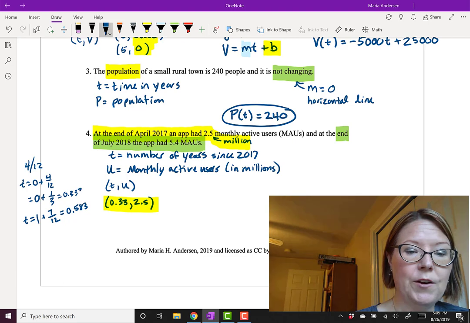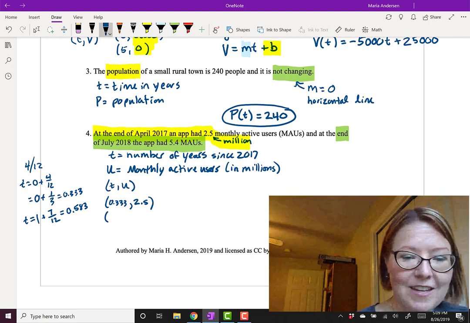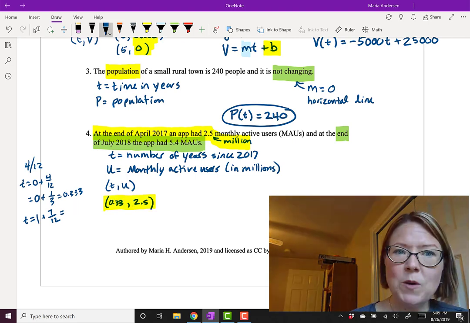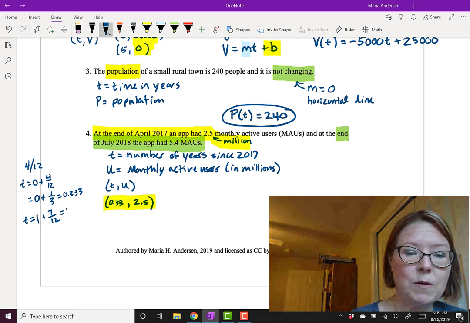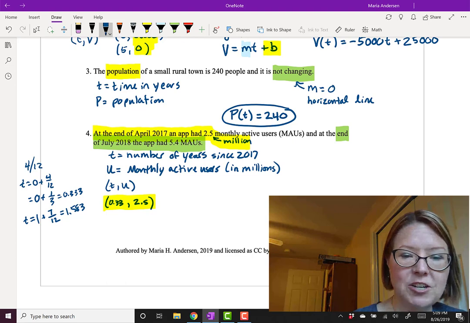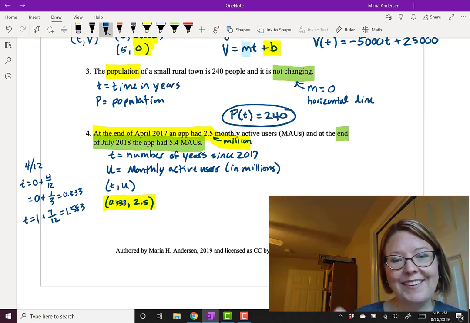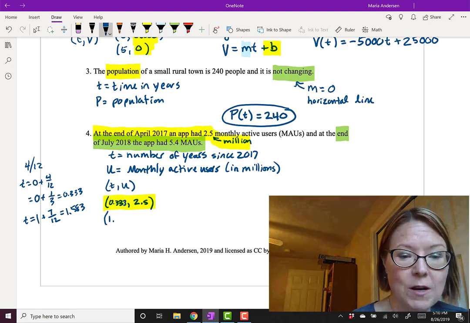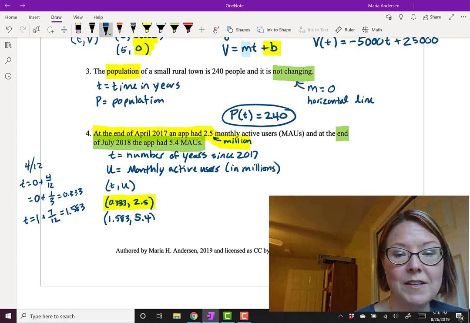If we want to be accurate, maybe let's go out to three decimal places. 0.333 comma 2.5, and 7/12 comes out 0.583 repeating, so 1 plus that would be 1.583. And let's go to three decimal places. Let's actually go back to that previous one and add a three. So 0.333 comma 2.5 and 1.583 comma 5.4 million MAUs.